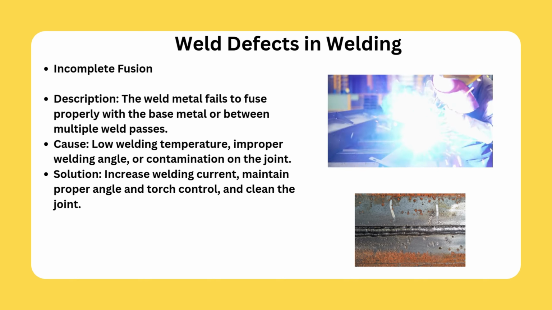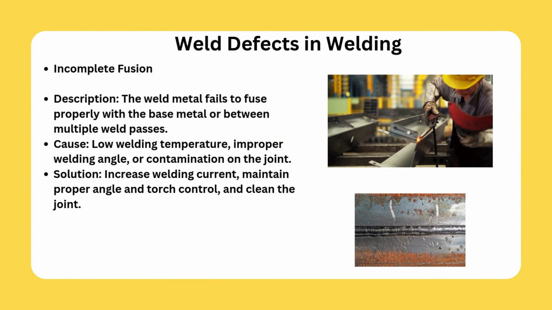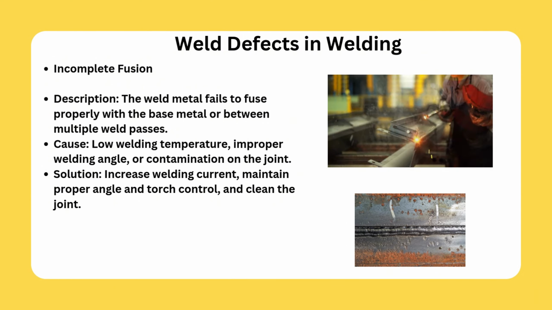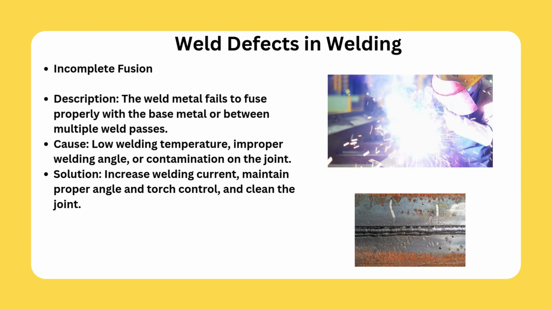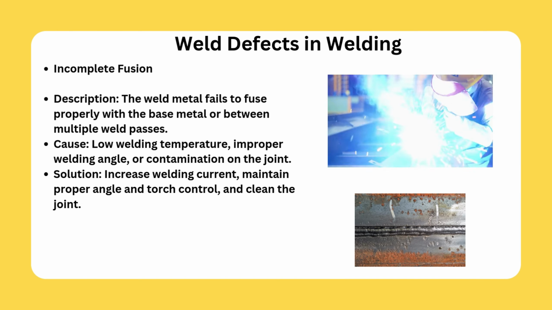Incomplete fusion. Description: the weld metal fails to fuse properly with the base metal or between multiple weld passes. Cause: low welding temperature, improper welding angle, or contamination on the joint. Solution: increase welding current, maintain proper angle and torch control, and clean the joint.